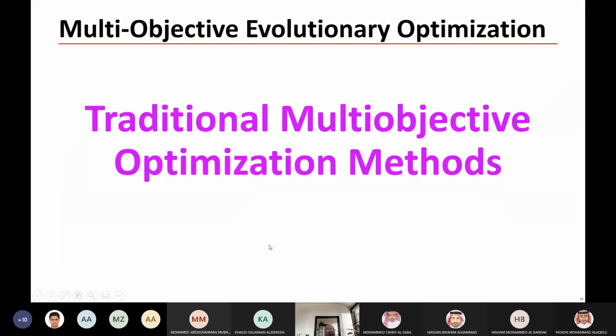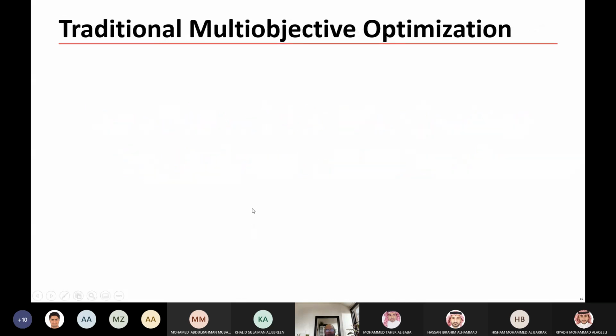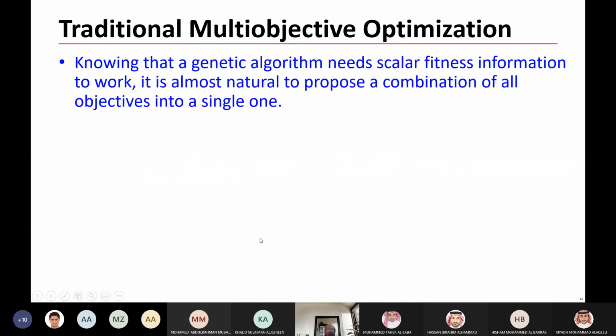Okay, so in this part we would like to go over the classical or traditional multi-objective optimization methods in order to see the limitations of the traditional multi-objective optimization methods, and also to identify the advantages of multi-objective evolutionary optimization techniques. So let us see the classical methods.